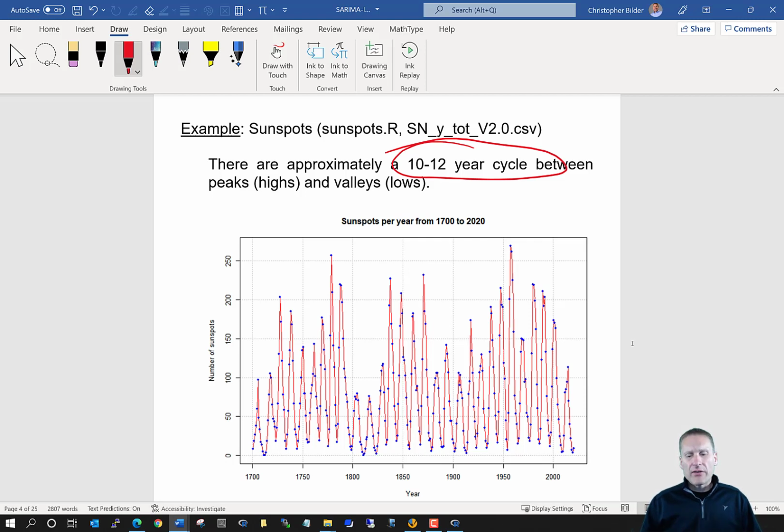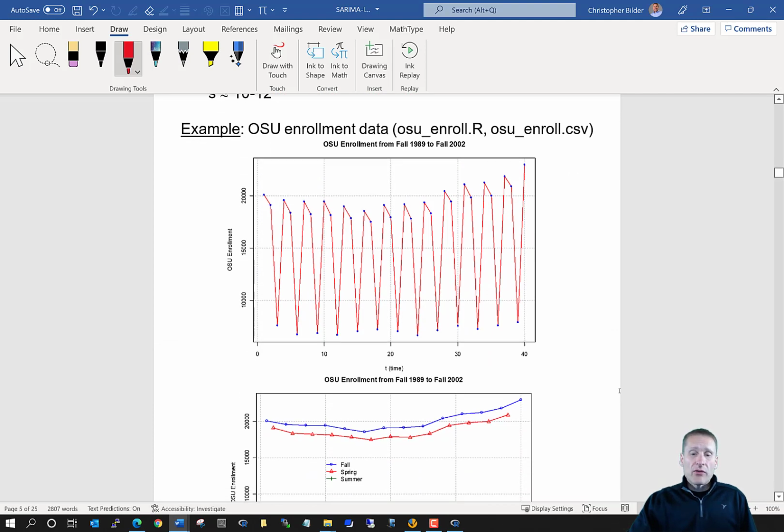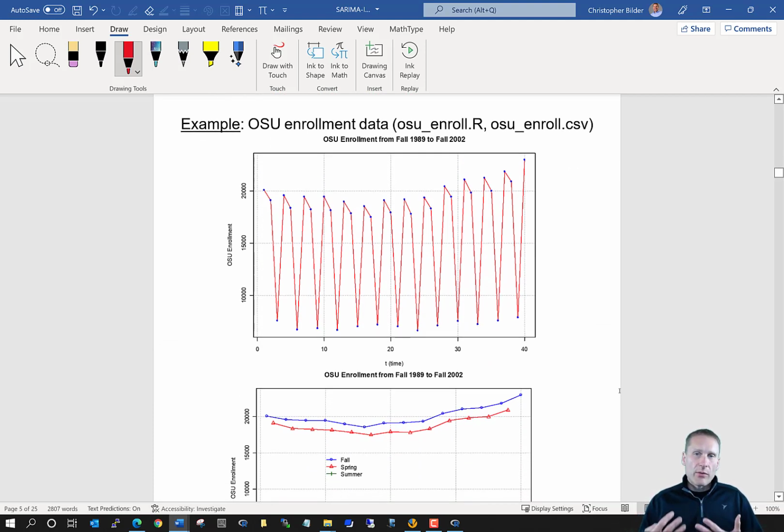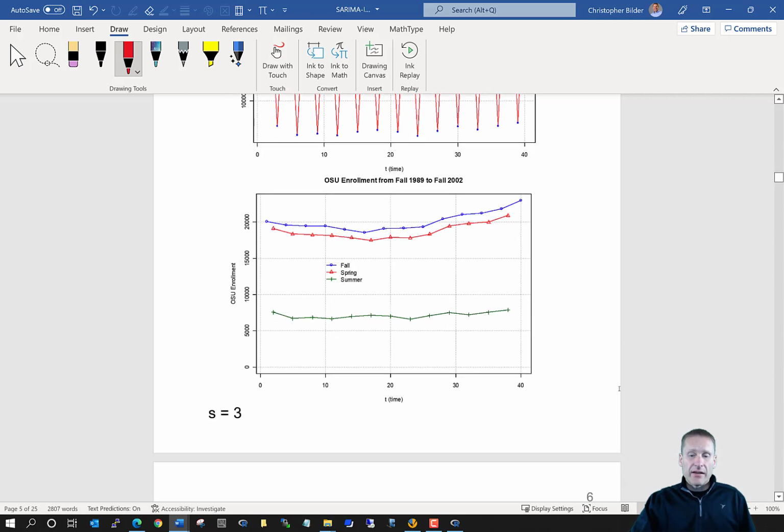And so from this plot, you can see that we have these 10 to 12 year cycles, and ARIMA models have been used to account for that with respect to sunspots. We've also looked at the OSU enrollment data. Like most universities, we have 3 semesters during the year: fall, spring, summer. So the season is actually 3 in terms of what S would be. We are going to examine this in further detail later on in this set of notes.